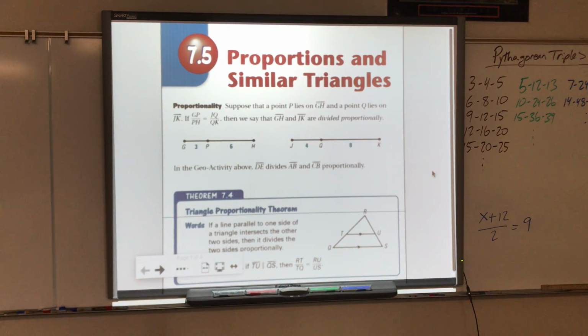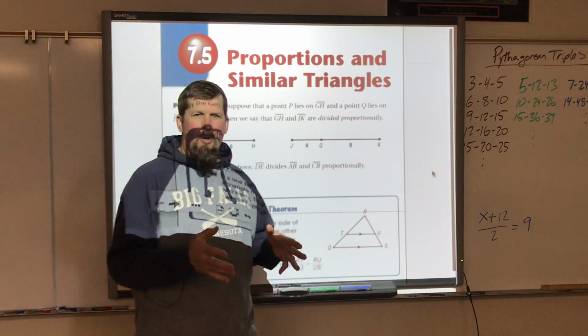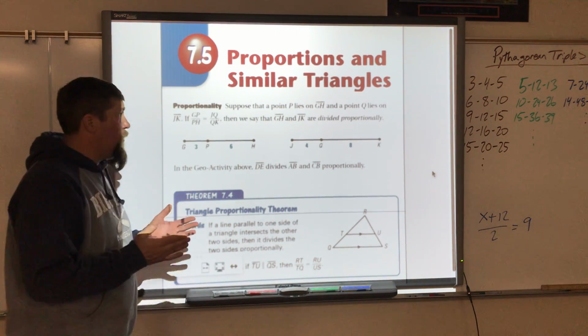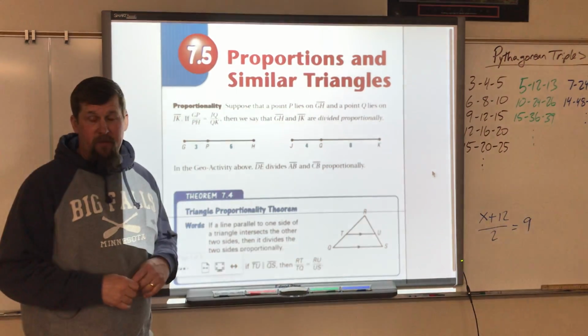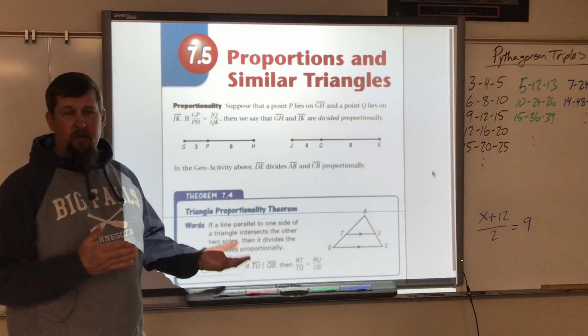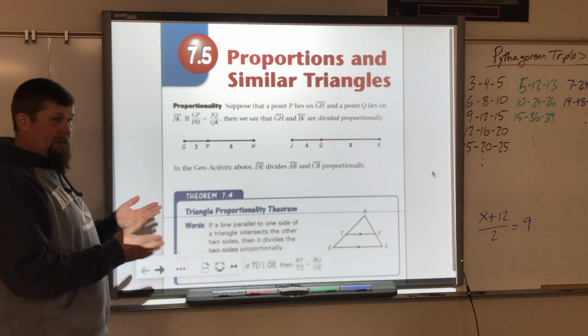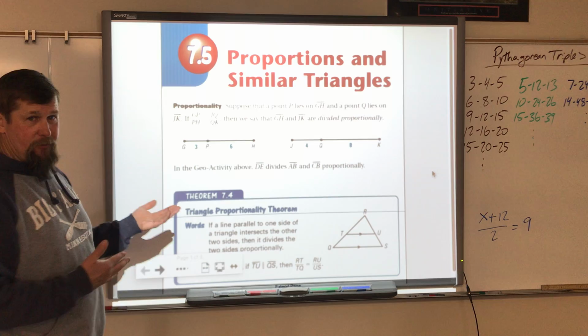Okay, this is lesson 7.5, proportions and similar triangles. Again, try to have your book open so you're looking at this as I'm going through it. Sometimes it might be difficult to see up here what I'm actually looking at and reading, so make sure that you're looking in your book as well. That way, if something is hard to read, it's there in your book. This is just a snapshot of your book.